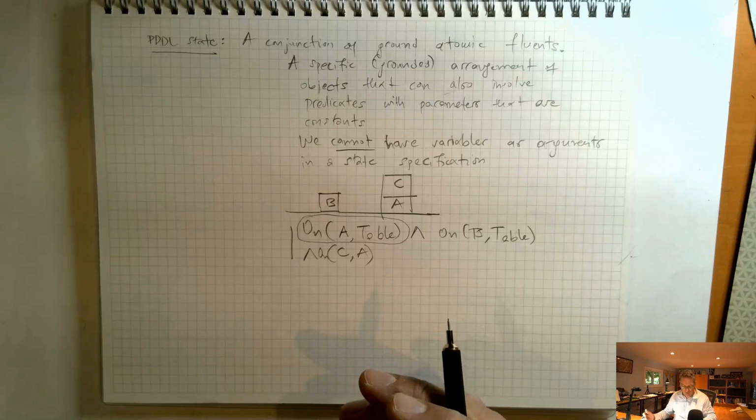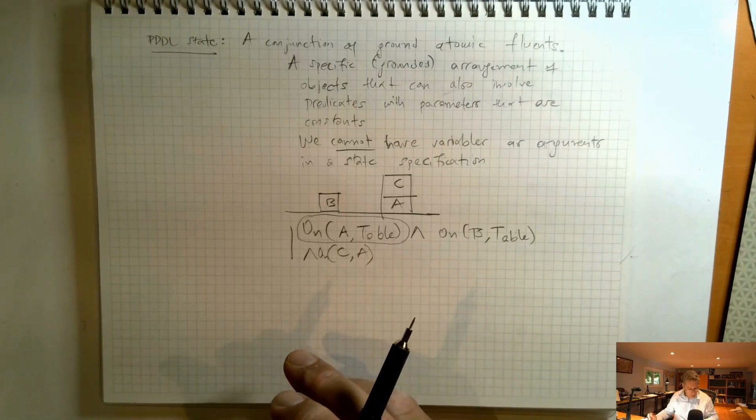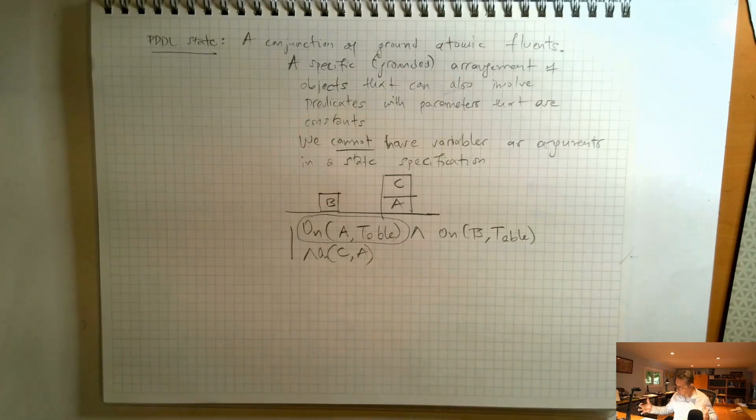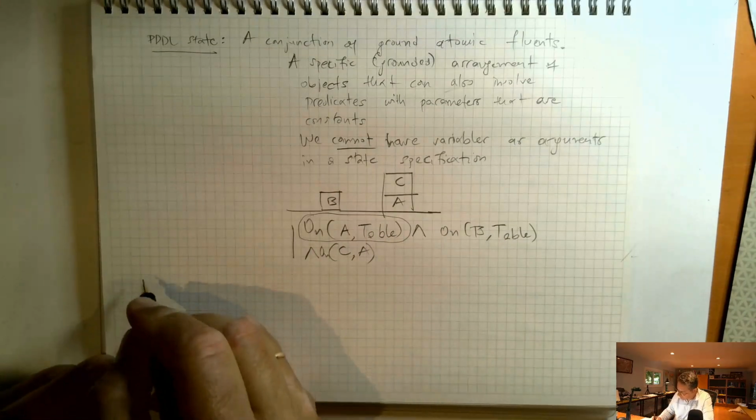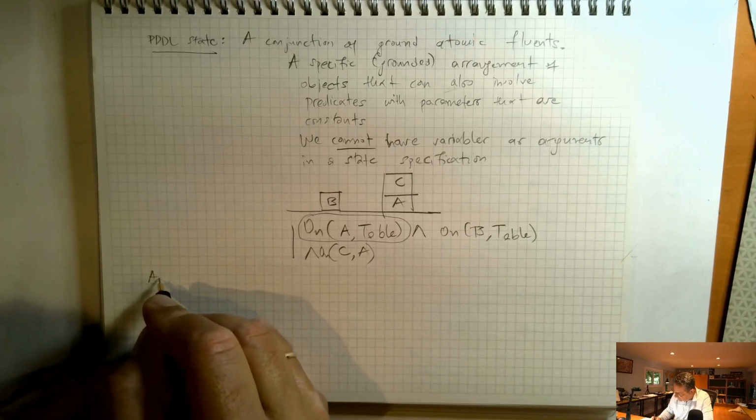Okay, so this is basically the whole specification of a PDDL state. That's what a PDDL state is, which is fairly intuitive. So I don't think you have a problem absorbing it. So let's look now at the action, what we called earlier an action schema.